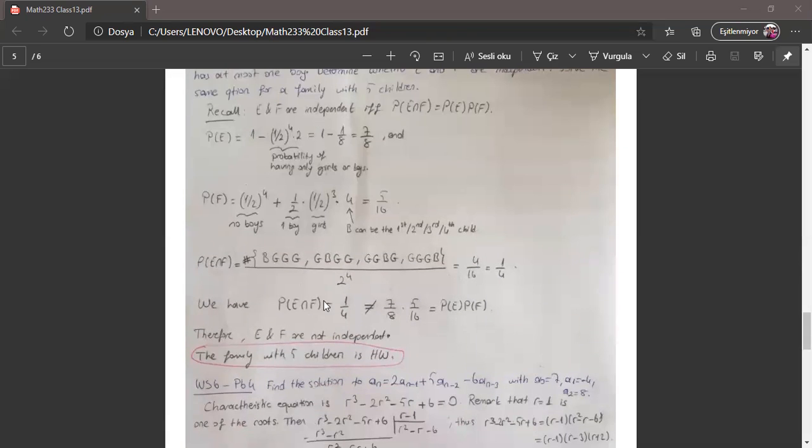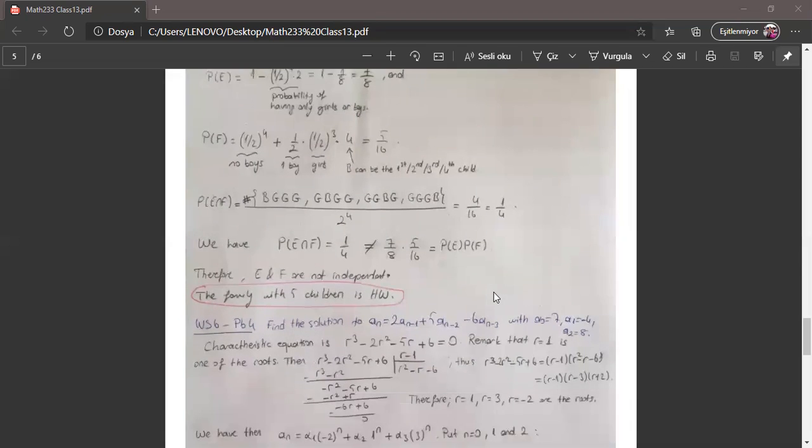Now we have these probabilities. We will check this equality. On the left, we have 1/4 as we computed before, and on the right, we multiply these probabilities. And it's obvious that they are not equal. So the events that are given are not independent. Okay. The case where they have 5 children is homework.